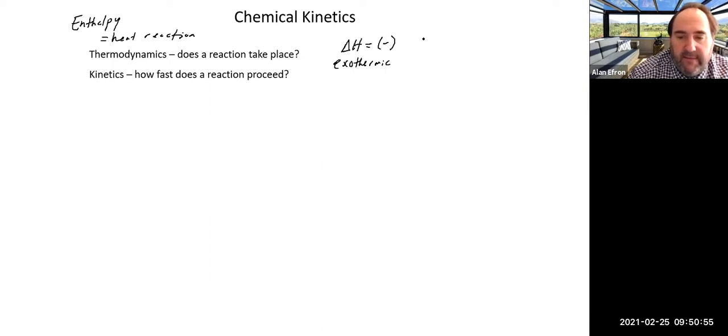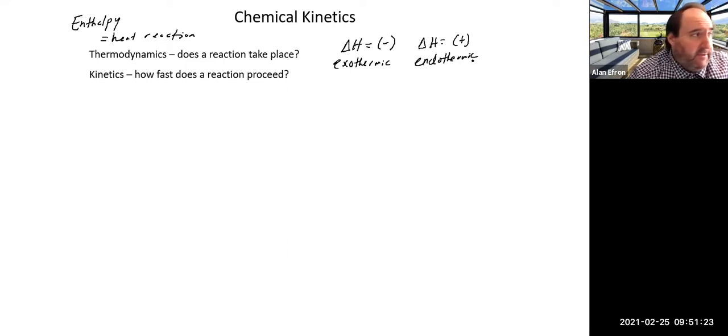While if we have a delta H that's a positive value, that means it is an endothermic process. Endothermic, again, meaning that heat and energy is being absorbed by the system in this process. So in terms of thermodynamics, that's probably the main part of what you maybe have covered in Chem 50 and so forth.